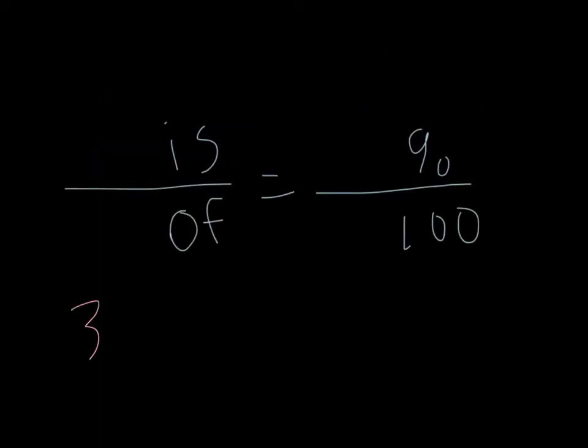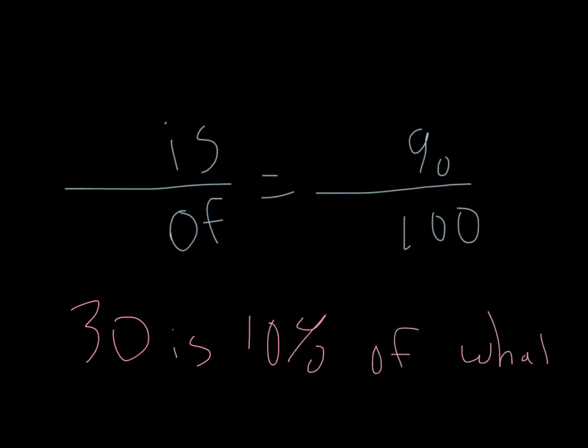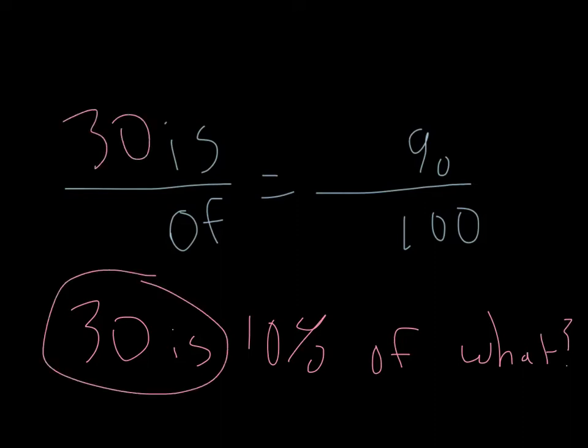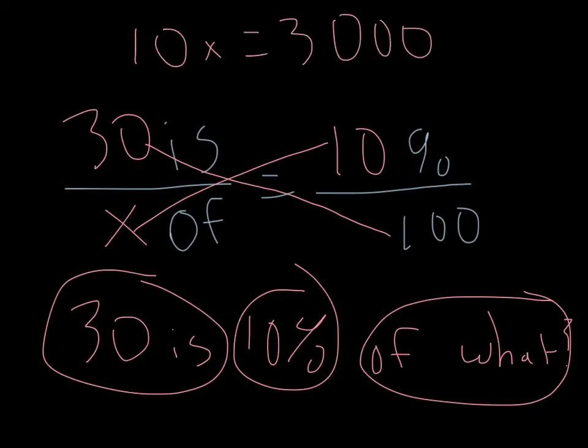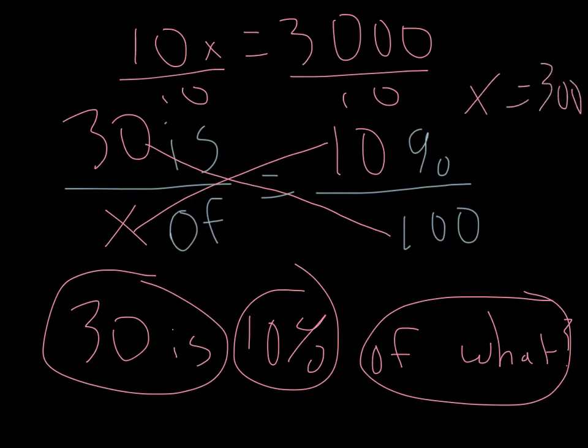Let's say I said 30 is 10% of what? Okay, let's start putting in what we know. 30 is, 10 is our percent, and of is what we are trying to find. Okay, so we'd solve this like a proportion where we'd cross multiply and divide, and so we would do 30 times 100 and 10 times x. That gives us 10x equals 3,000. Then we divide by 10, we get x equals 300.